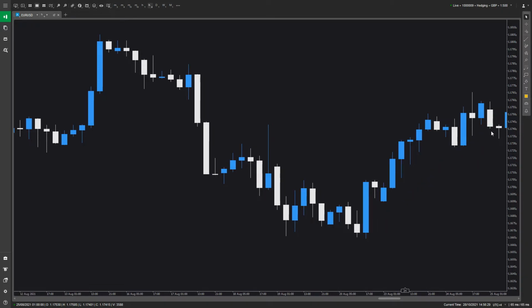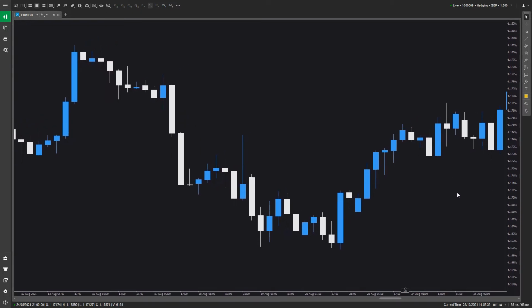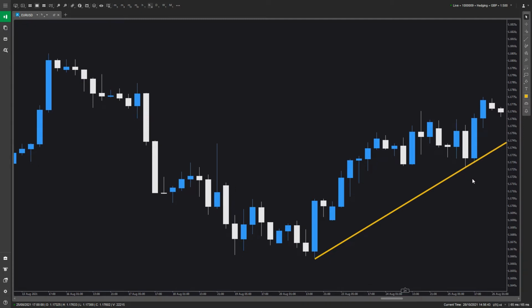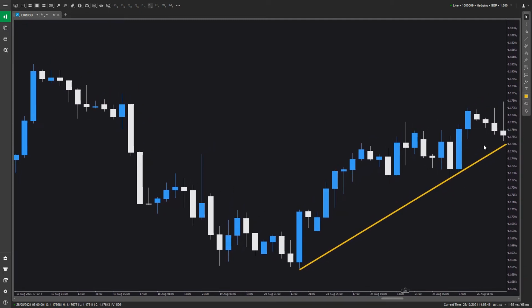And what we need to see is price move up so that we have a touch 1 and a touch 2. So now it's moved up, we've got ourselves the very beginning, and we've got ourselves this touch 2, and now we're waiting for price to come back down again and hit this trend line.